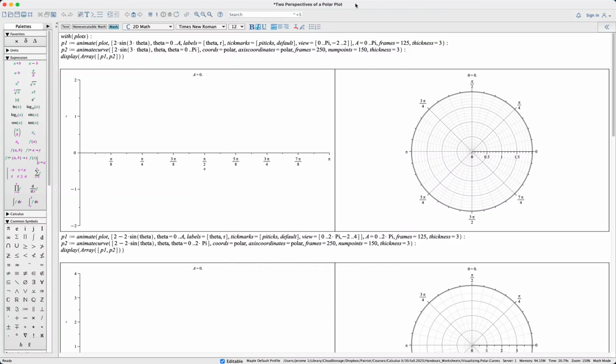Now, as promised, we're going to take a look at some visuals of these polar plots, and I think you're going to enjoy some of them. To add a little bit more to what you're going to see, I'm going to juxtapose the rectangular plot alongside the polar plot. Same equation, but different coordinate systems, and you're going to see very different results, right?